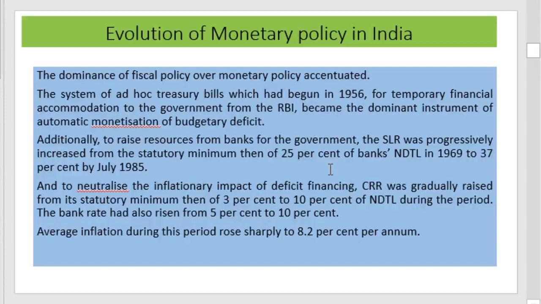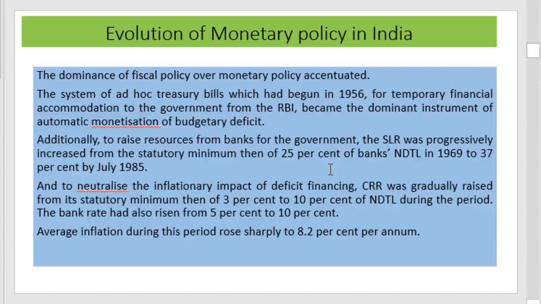To raise resources additionally from the banks for the government, SLR was progressively increased from a statutory minimum of 25% of bank net domestic demand and time liability in 1969 to 37% by 1985. That is, the SLR was also increased from 25% in 1969 to 37% in 1985. And to neutralize the inflationary effect of deficit financing, CRR was gradually raised.